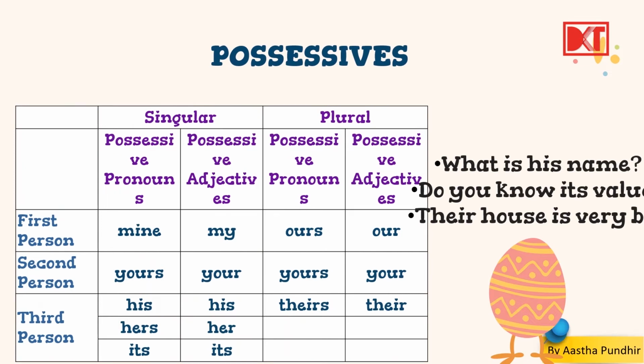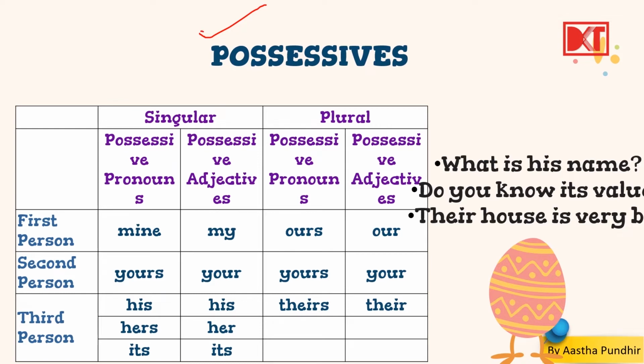So we also have possessives. Possessives like for first person, second person and third person. Possessive pronouns and possessive adjectives. Possessive pronouns like mine, yours, his, hers, its. Possessive adjectives: my, your, his, her, its. Here we have plural as well: first person plural, second person plural, third person plural.